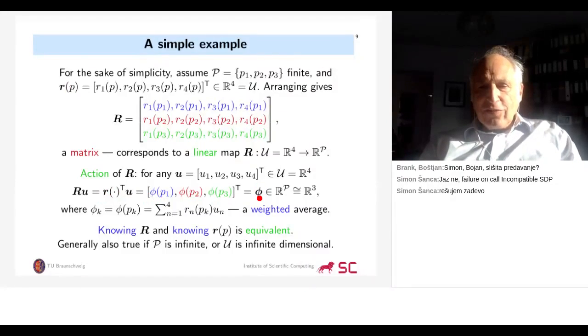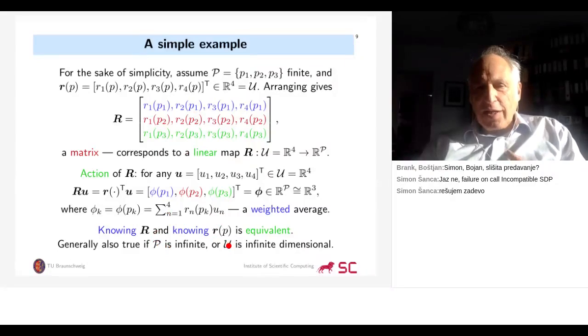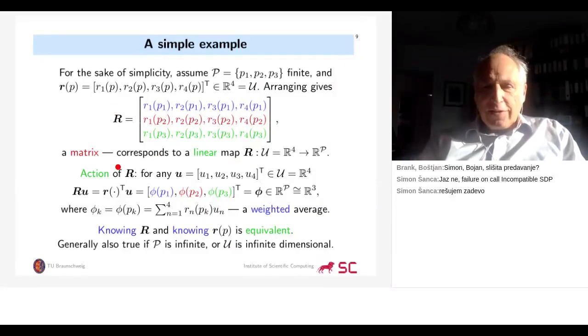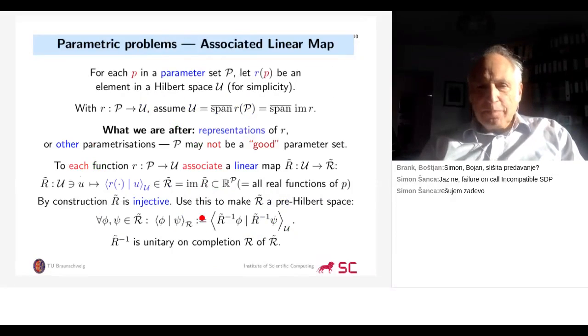So this function phi, that's a 3-dimensional vector, is the result of this. When we take this linear mapping and apply it to a vector, we get a scalar function. And the scalar function is a weighted average of the values which this thing takes. So knowing this or knowing this is equivalent. And this turns out to be true also if P is infinite or U is infinite dimensional, and that's a way to analyze things like this, because this matrix now, as the linear mapping, can be analyzed. Okay, good. Let's go to the next one.